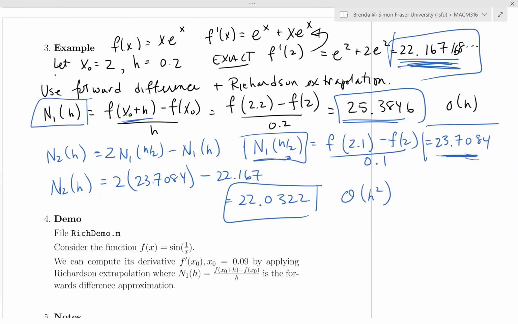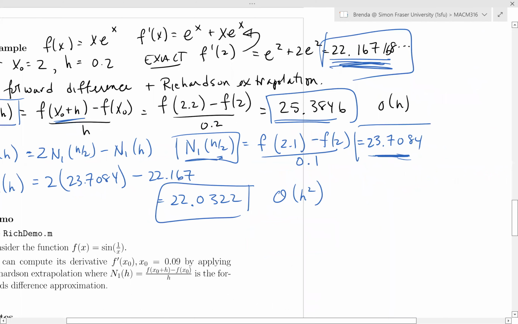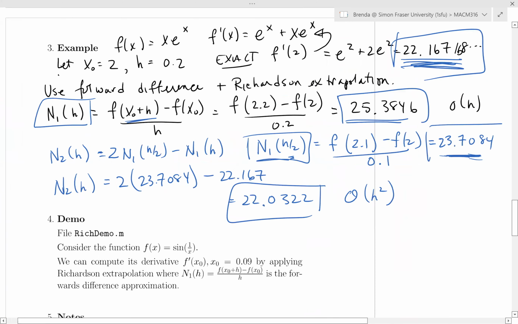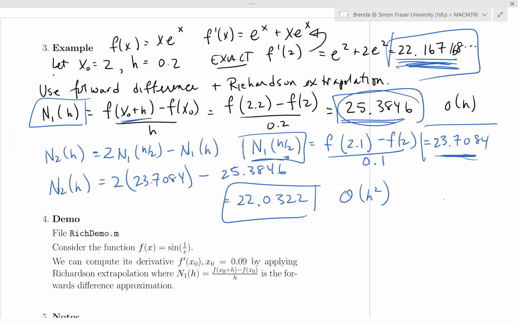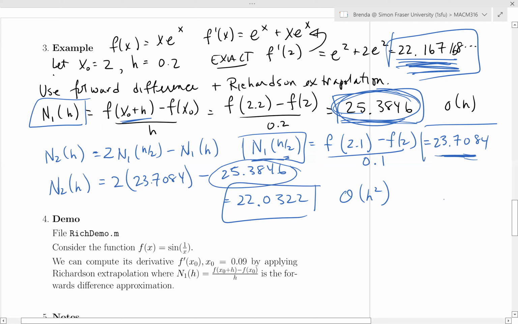Which one did you think I didn't? Oh, yes, I put the exact value in there. Thank you. Copying error. 25.3846. Absolutely. That needs to be this approximation, not the exact value. Yeah, we don't know the exact value here. I mean, we wouldn't be approximating if we knew the exact value. So yes, you're right. Thank you for noticing that. Copying problem. Absolutely. This is N1 of H right here.